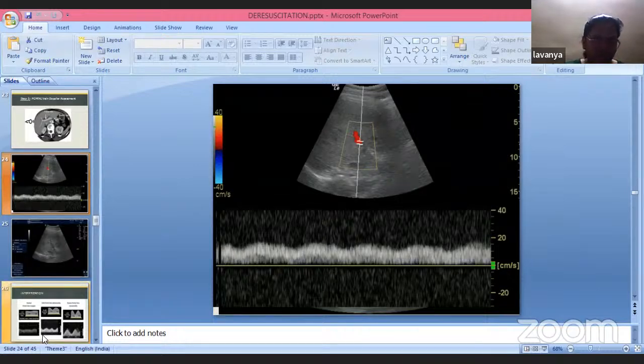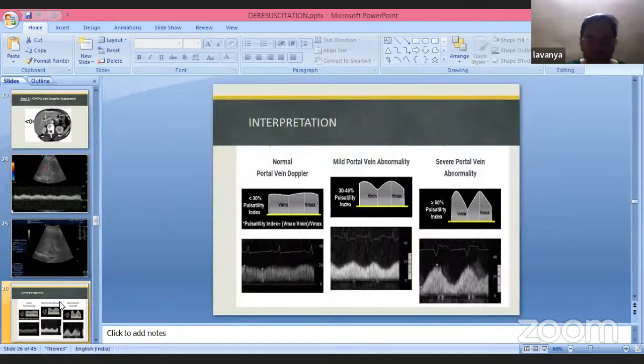Going back to the slideshow, the interpretation of the portal vein: normally we have to calculate the pulsatility index. That is V max minus V minimum by V max, as seen in the picture, V minimum and V max. So if the pulsatility index is less than 30%, the variation is less, which is normal. But if the pulsatility index is 30 to 49%, it is a mild portal vein abnormality. If it is more than 50%, it is a severe portal vein abnormality.